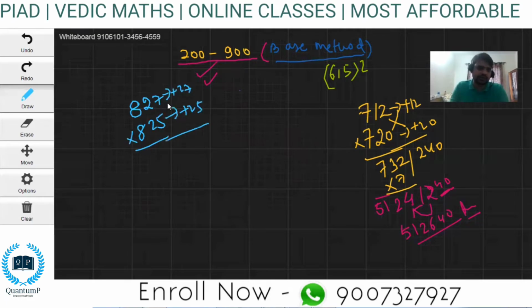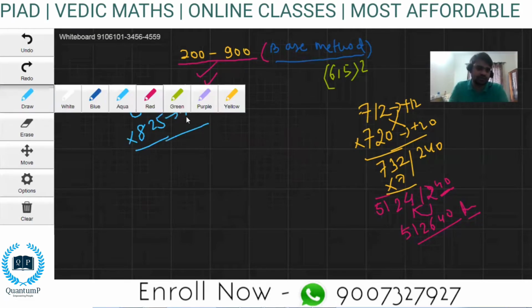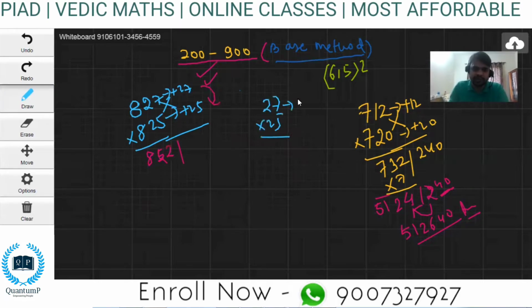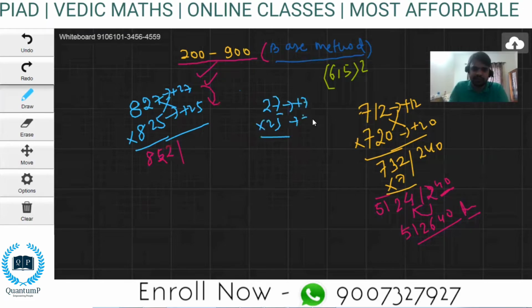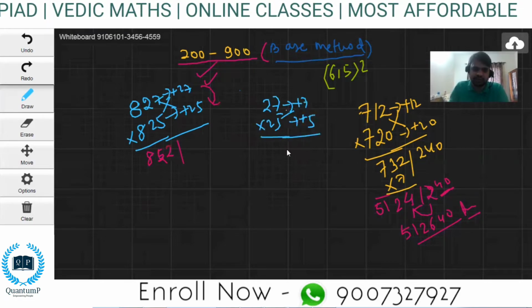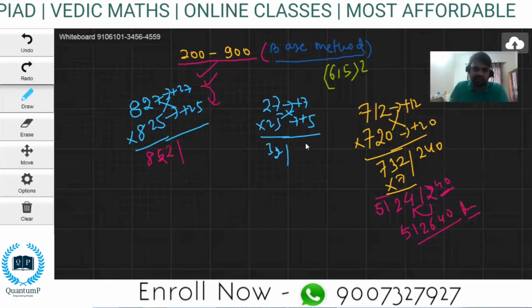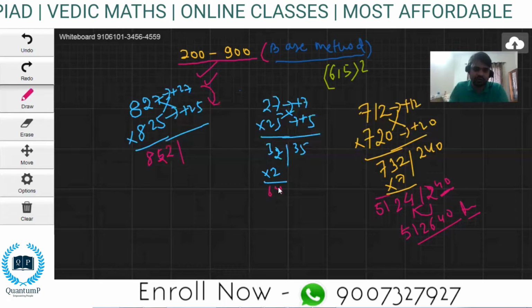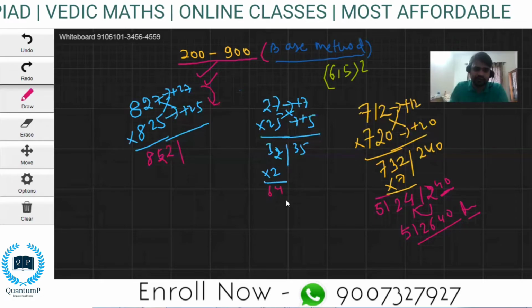Then we're doing cross. So this will become 852. And if you multiply 27 times 25, right? Let's see how to multiply 27 times 25. So right here plus 7 plus 5, we'll use 20 base. Cross 32, and this will be 35. Then multiply by 2 because of 20 base. Then 64, and then 3, 5. This 3 will move to this side.